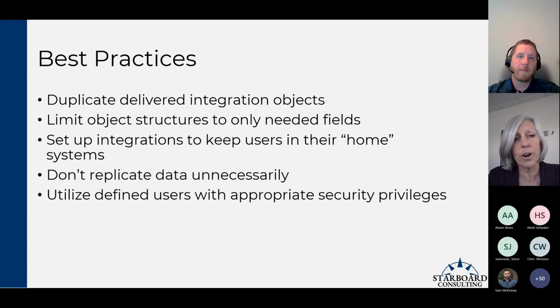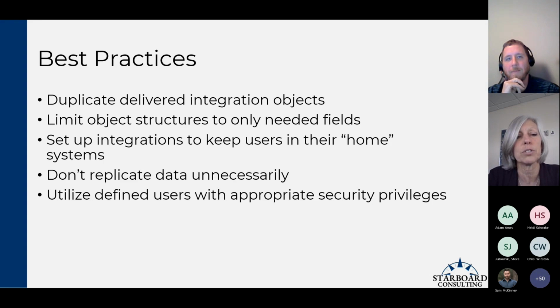Functionally, one of our core rules of setting up integrations is to try to keep users in their home system, so people aren't having to log out and log into other systems just to look up one piece of data. If I'm a CIS representative and I just need to know a work order status, then I should be able to get that work order status in my CIS system. And if I'm an asset manager that works in Maximo, but I just need to know one reading out of SCADA or something, I should be able to do that from Maximo. Along those lines, though, don't replicate data unnecessarily.